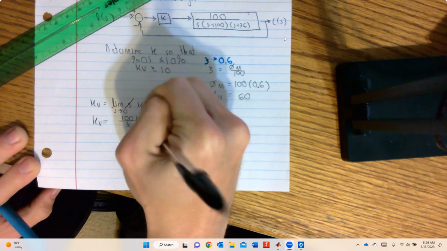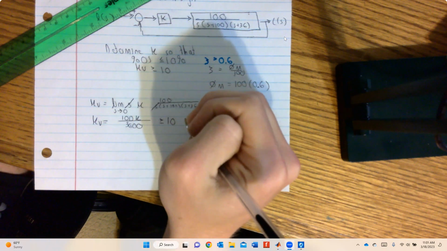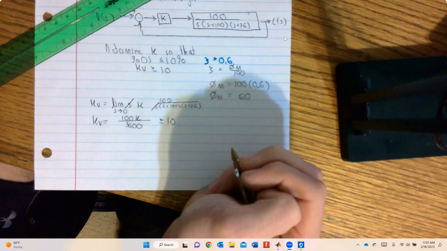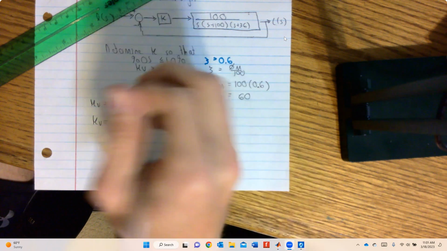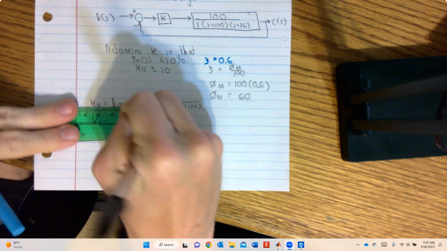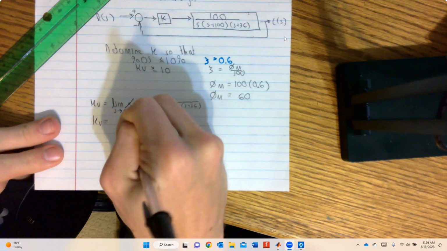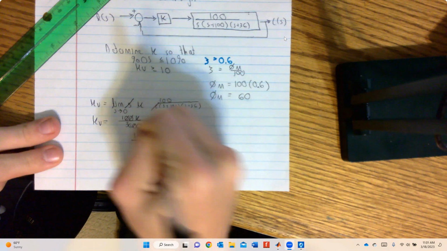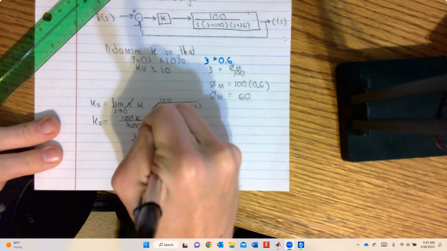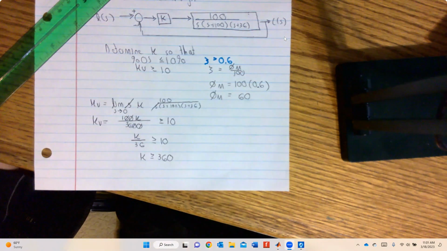Multiply this over basically to the other side, and well, this would be K all over, and then here what I notice is that these would cancel, so it'd be over 36 is greater than or equal to 10, so K is greater than or equal to 360. Cool. So that's what we got for K. So we're able to determine what our K should be greater than. And so those are our design requirements.